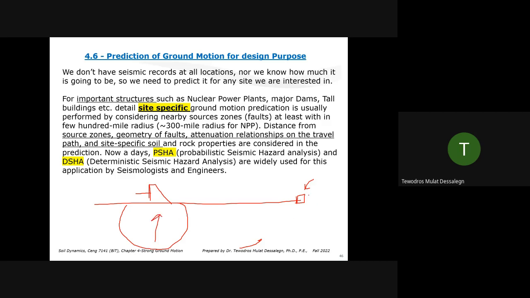Even if you have a recording station, it doesn't mean you have to wait for the earthquake. You can have some records in the past, you can use them, but you don't know how much is coming in the future. Maybe a larger earthquake can happen. So you're not going to use directly what you have. This process of predicting earthquakes or input motion for a specific site, that's what we call predicting ground motion. And there are two methods nowadays: the PSHA, probabilistic seismic hazard analysis, and DSHA, which has been used in the past, which is called deterministic seismic hazard analysis.